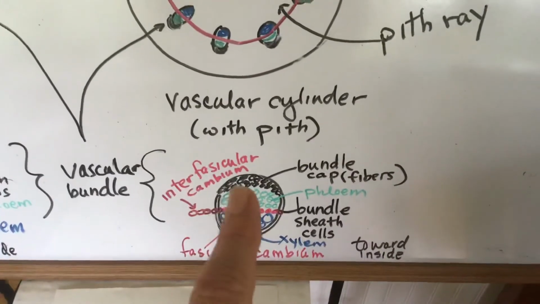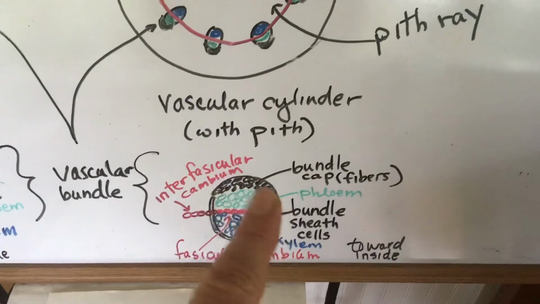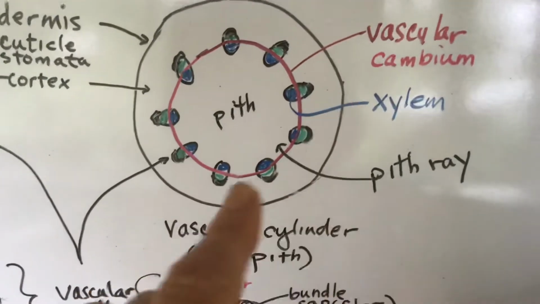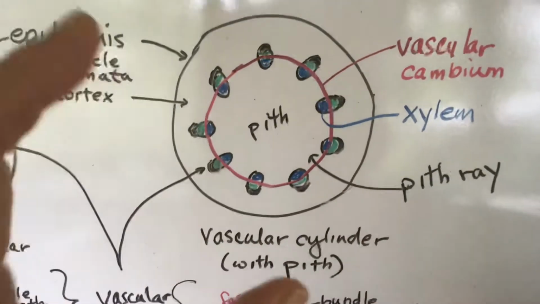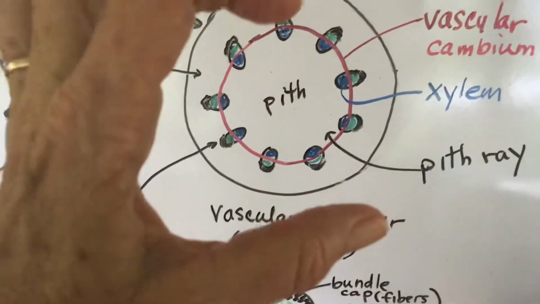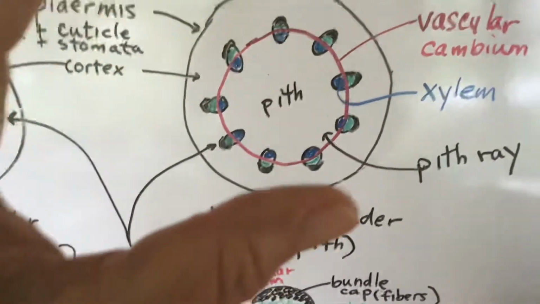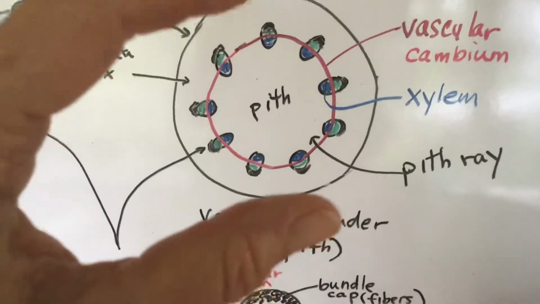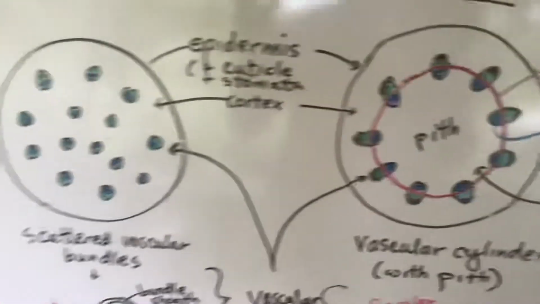And the other thing that's a little bit different is there's usually a bundle cap, a whole group of fibers on the end towards the outside of the stem. This adds support to the stem because, generally speaking, because of the cylinder arrangement, you need a little bit more vertical support of the stem to hold the leaves up than you do in the monocot.